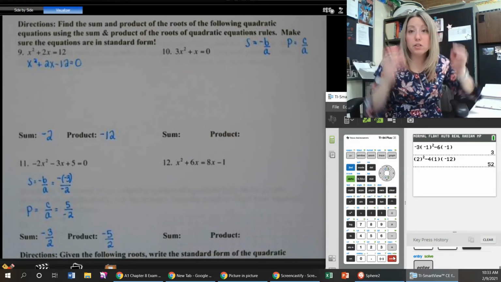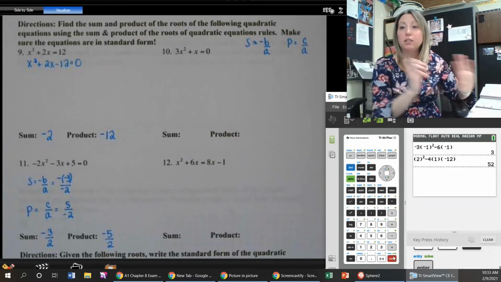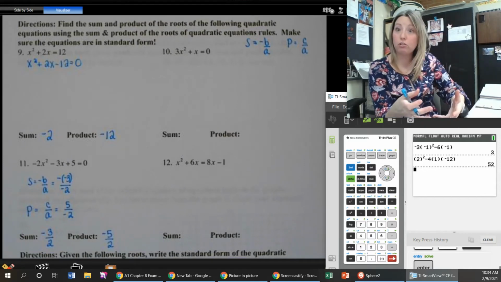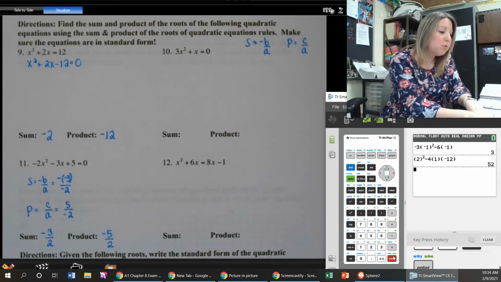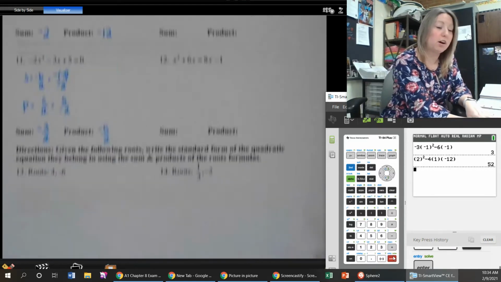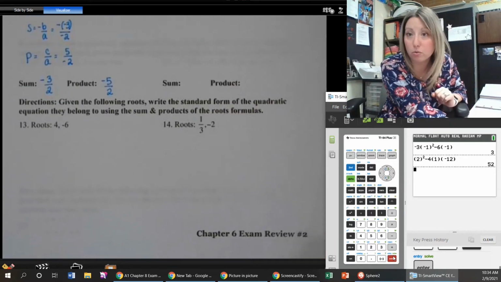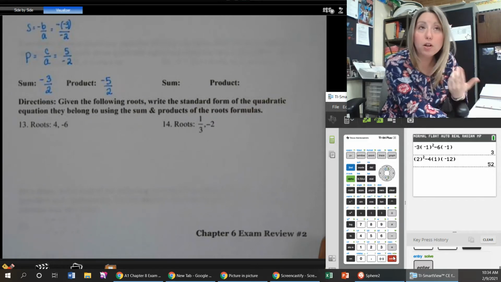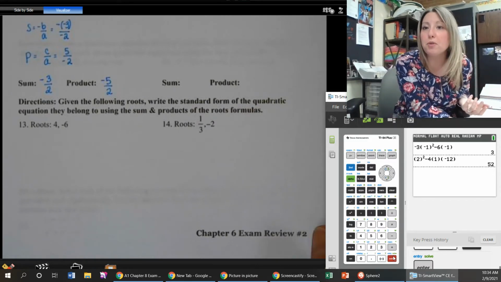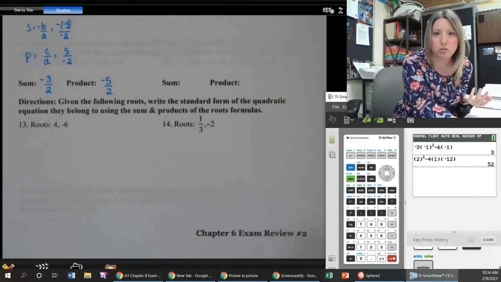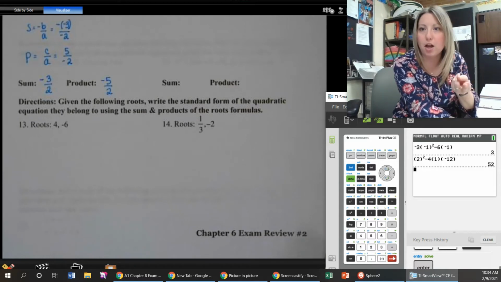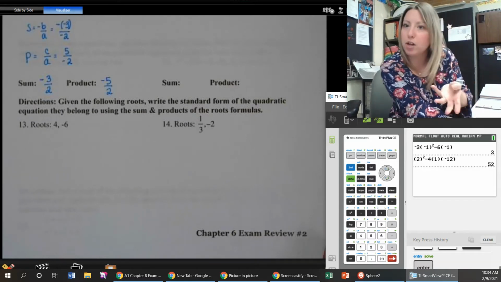Now, this one's a little bit more complicated, and I'm going to leave the integer one and do the fractional one for this. This one basically is saying, hey, look, I'm going to give you two roots. I need you to go backwards and tell me what equation those come from. Well, since we know the sum and product formulas, we can do that very easily. We just have to take the two roots and add them together and multiply them together.